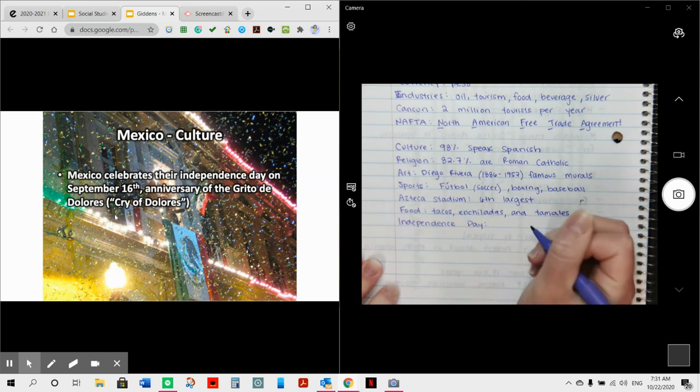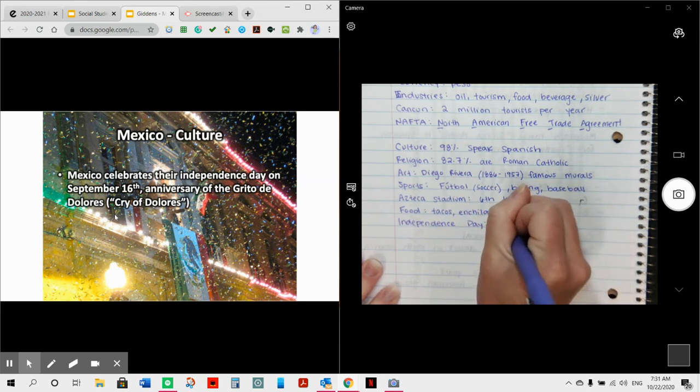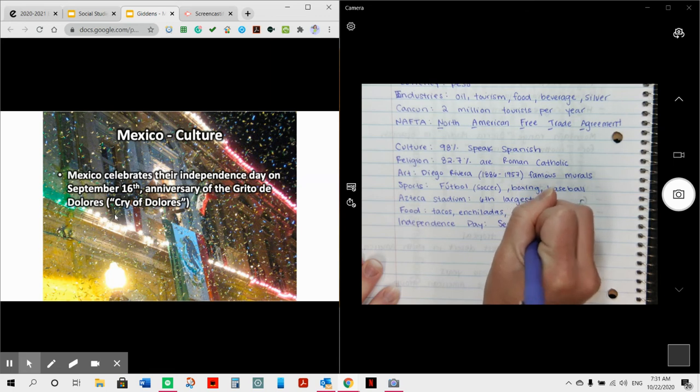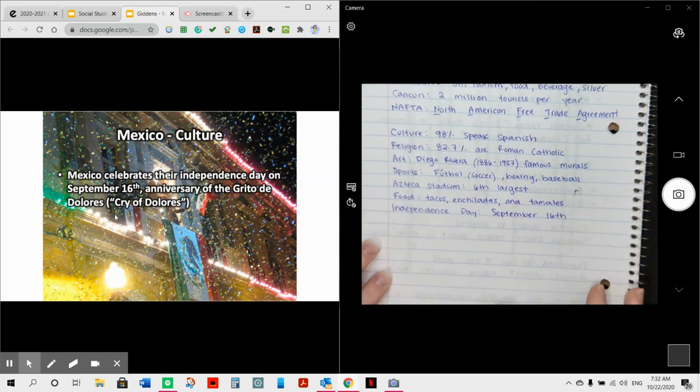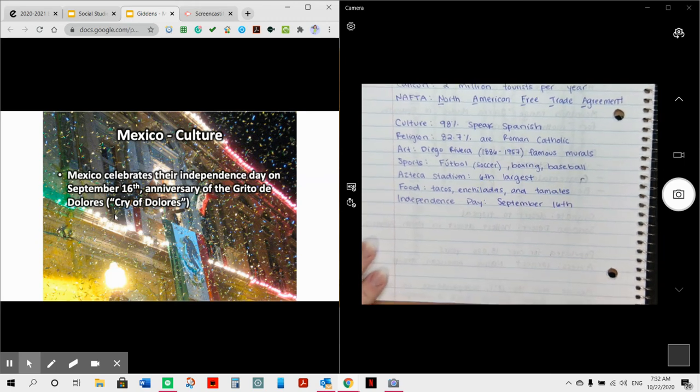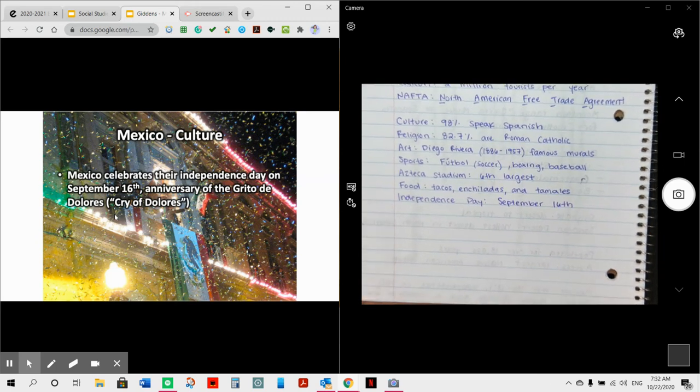Colon, September 16th. That's kind of like our version of July 4th. Theirs is September 16th. They also celebrate Cinco de Mayo, which is similar to their Independence Day. It was the day that they won a really big battle during their own Revolutionary War. So if you've heard of Cinco de Mayo, the 5th of May, that's an important day too, but the one we're writing down is September 16th.